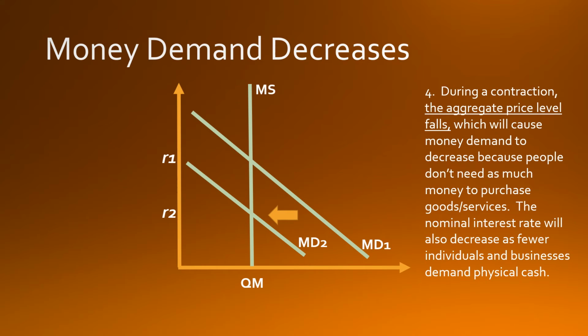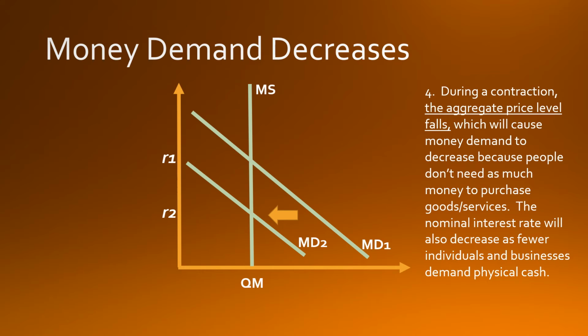Well, during a contraction, right? Obviously, the Great Depression was an enormous economic contraction. The aggregate price level is going to fall. And of course, we're thinking it's a downturn of the economy. GDP is going to fall. So what's going to happen is there's going to be less demand for cash for those two reasons, right?